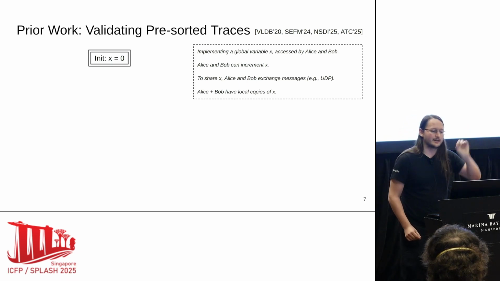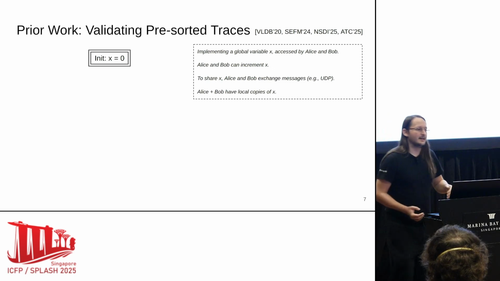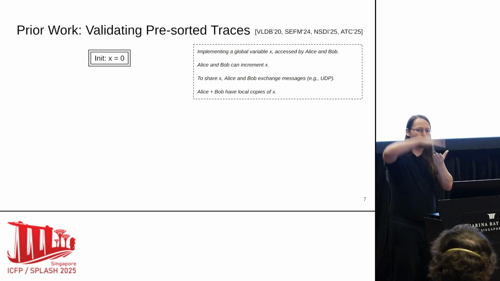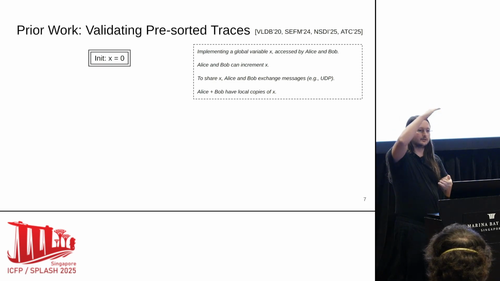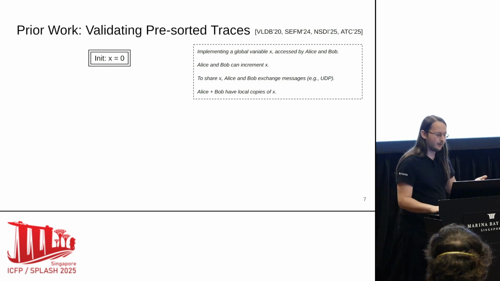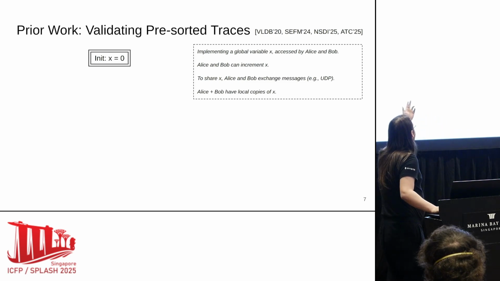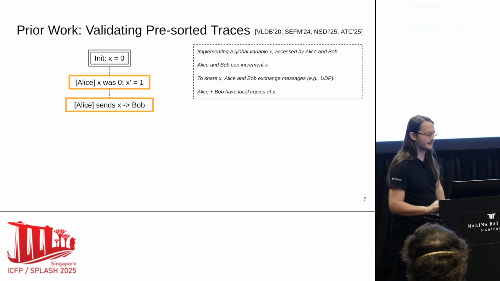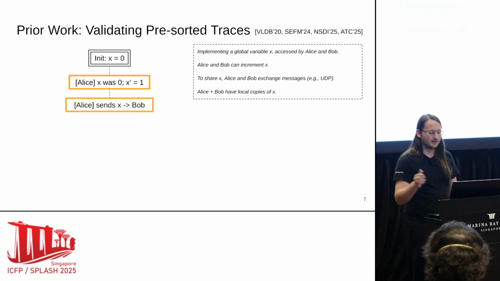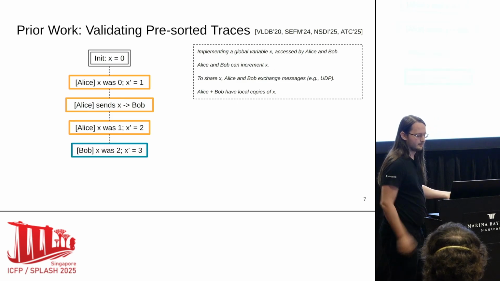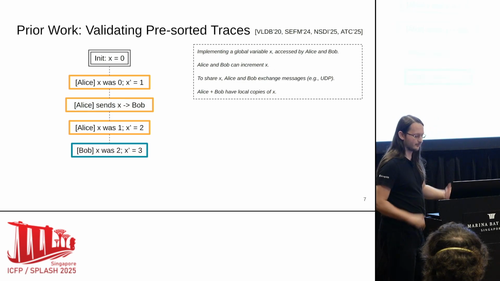a pre-sorted trace. So what we mean by this is we take the log of all the nodes of your system, merge it, sort by timestamp, and we have a complete global order of everything we think happened. Now let me show you an example of something that could result from this. So we have our initial value of X, which is 0, and then Alice increments from 0 to 1. Then Alice sends a copy of X to Bob. Alice increments X from 1 to 2. Bob increments X from 2 to 3.